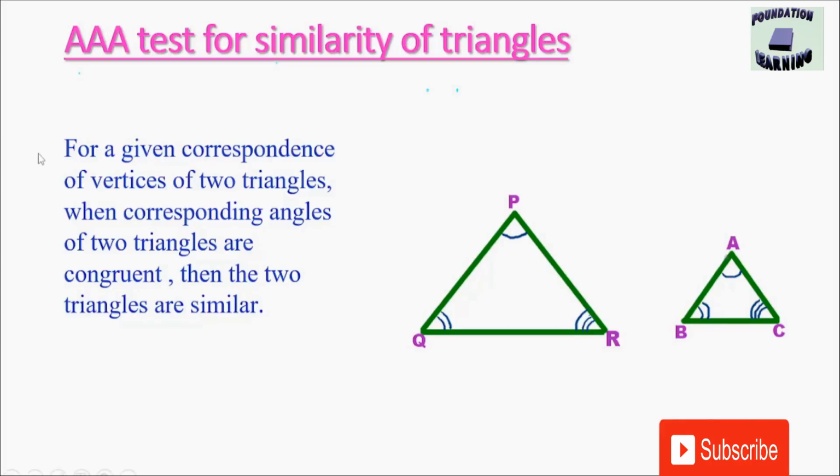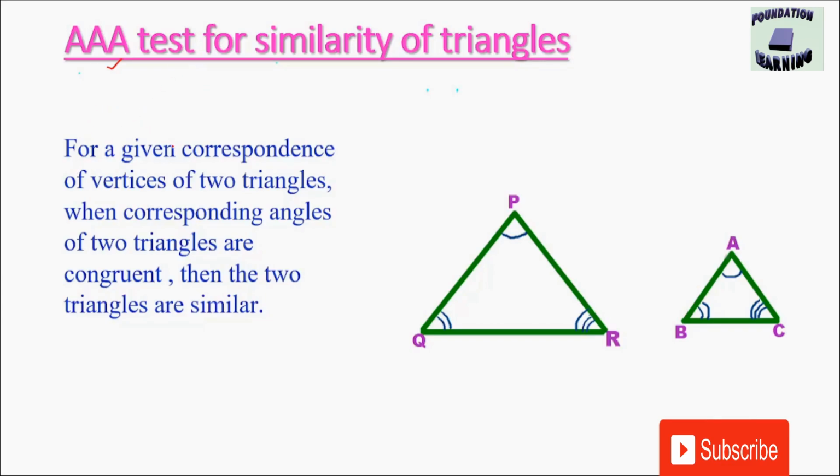Let's understand the first test of similarity of triangles, that is the AAA test for similarity. That is the angle test for similarity. Okay. We are talking about similarity and we are now talking about tests of congruence. Remember that? Similar doesn't mean that they are congruent. Okay, but in this case, that is in the AAA test, the angles are congruent.